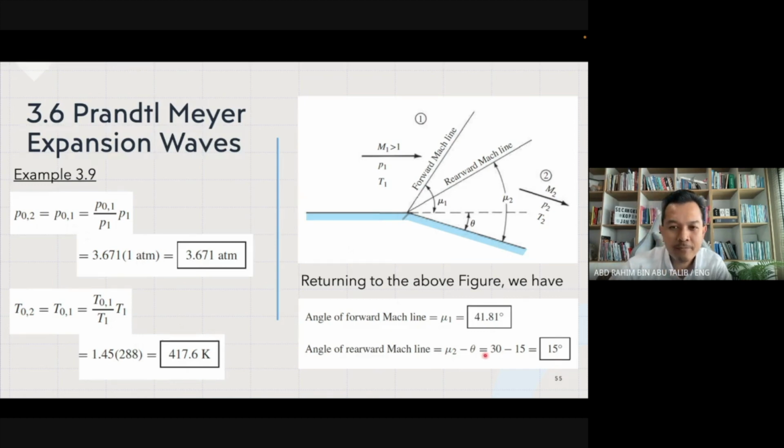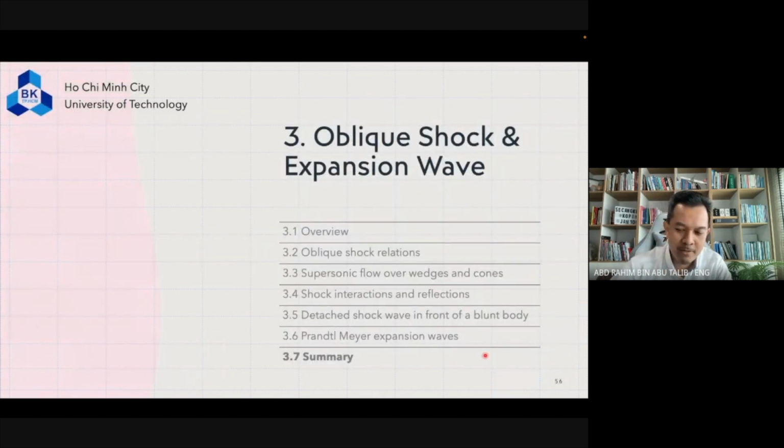All right. So with that, let me just summarize the topic of oblique shock and expansion waves. We have already gone through the overview, oblique shock relation, supersonic flow over wedge and cone, shock interaction and reflection, detached shock wave in front of a blunt body, and finally Prandtl Meyer expansion waves, right?